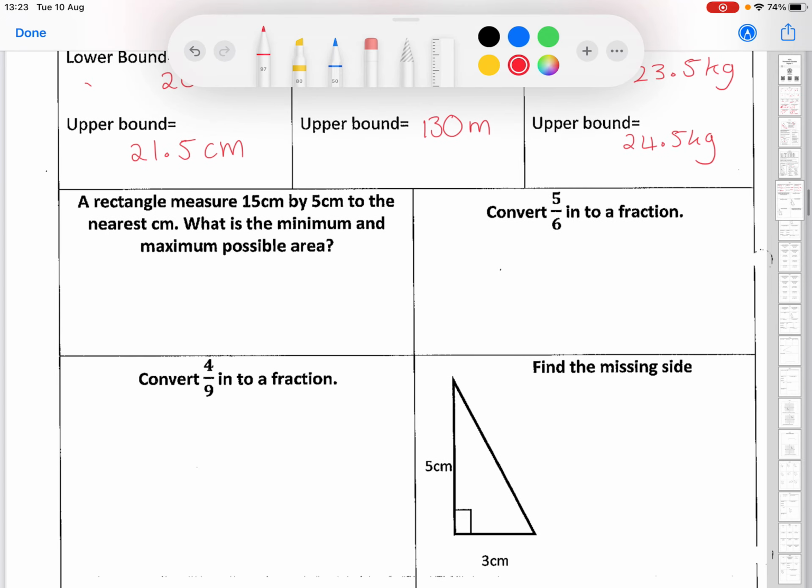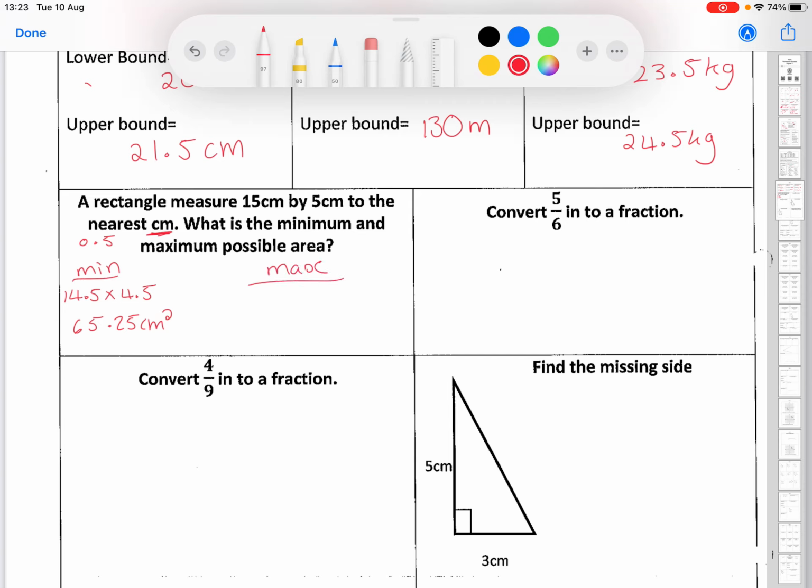A rectangle measures 15 by 5 centimetres, to the nearest centimetre. What is the minimum and maximum area? For our minimum, we're going to take our lower bounds. Because it's rounded to the nearest centimetre, that's going to be a half. Lower bounds, we subtract them, so it's going to be 14.5 times 4.5. So 14.5 times 4.5 is 65.25 centimetres squared, because I've forgotten to write centimetres on those.